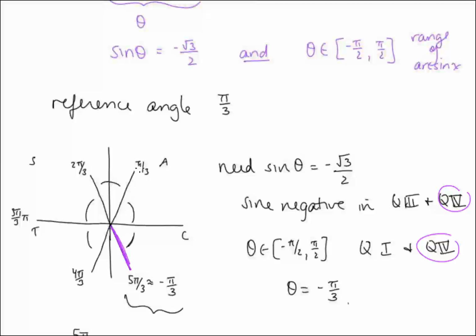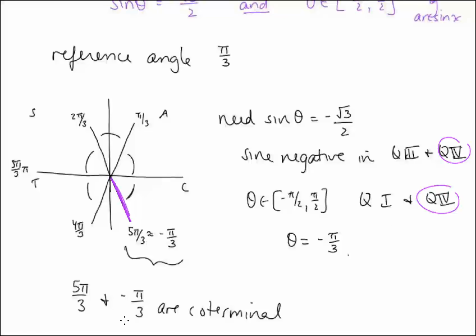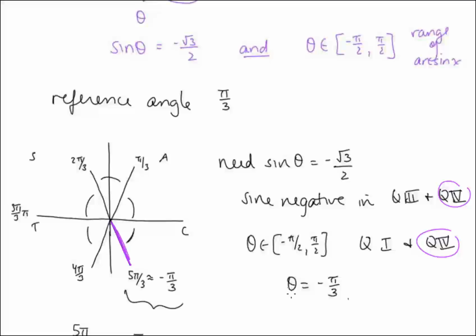Now notice when I drew the angles in each quadrant, I called this one 5 pi over 3. But 5 pi over 3 is not between negative pi over 2 and pi over 2. So actually we have to call this angle negative pi over 3 in order for it to be the proper solution here. Remember that 5 pi over 3 and negative pi over 3 are coterminal. So theta equals negative pi over 3 is our solution.